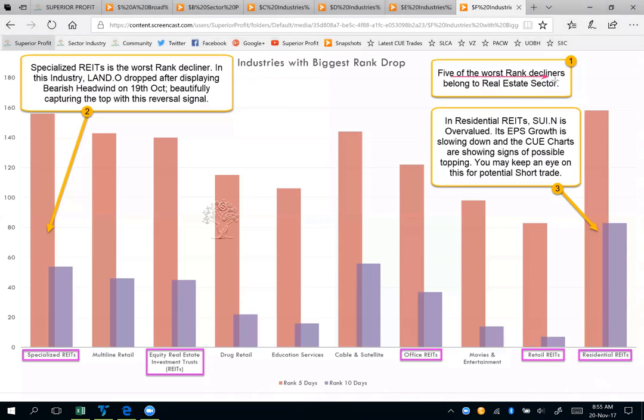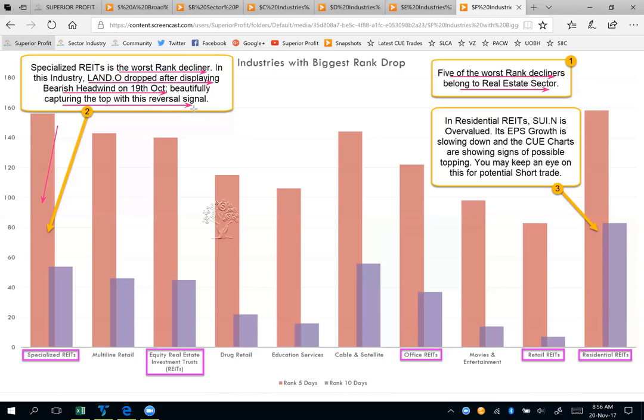Five of the worst rank decliners belong to the real estate sector. Specialized REITs is the worst rank decliner. In this industry, the stock LAND dropped after displaying a bearish headwind on 19th October. This bearish headwind beautifully captured the top with the reversal signal.